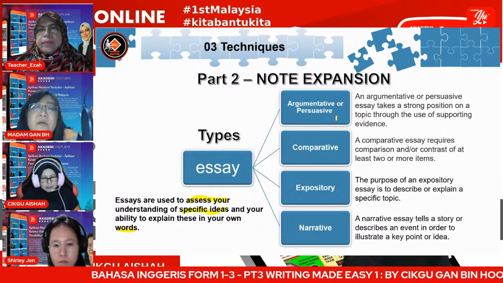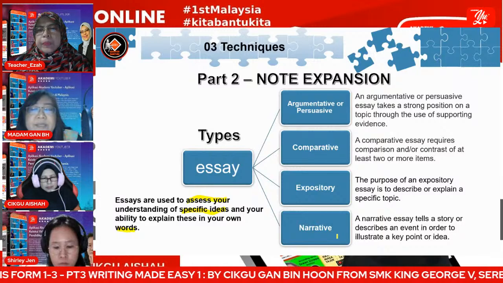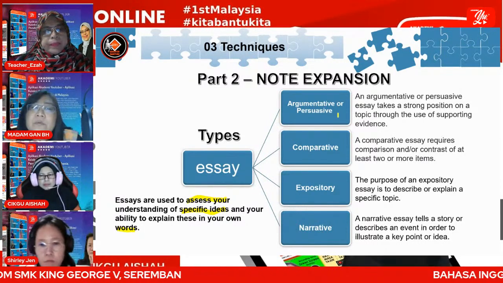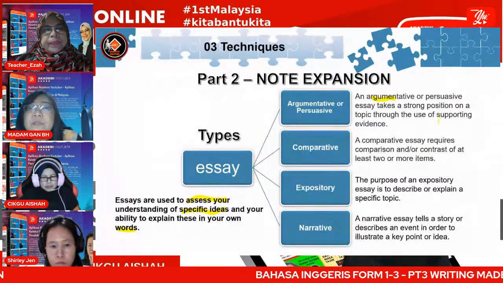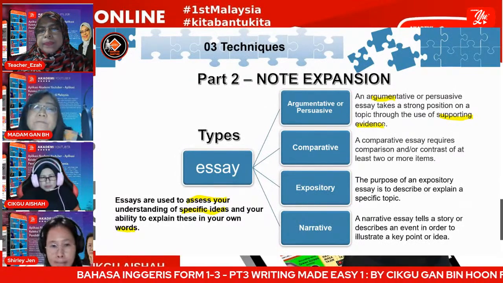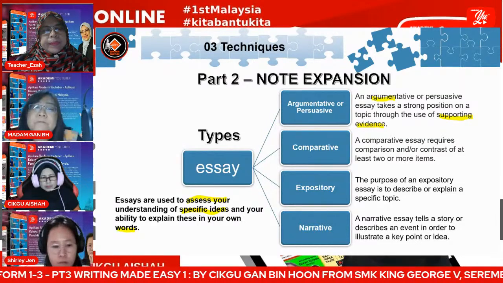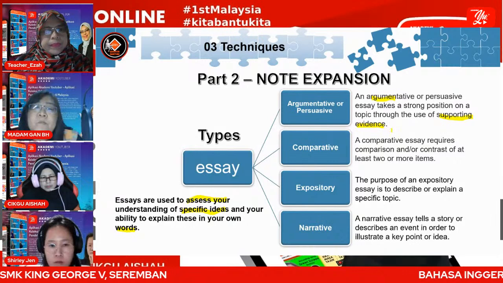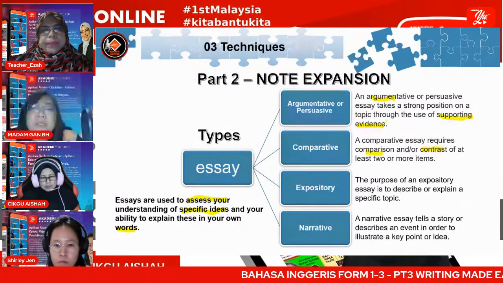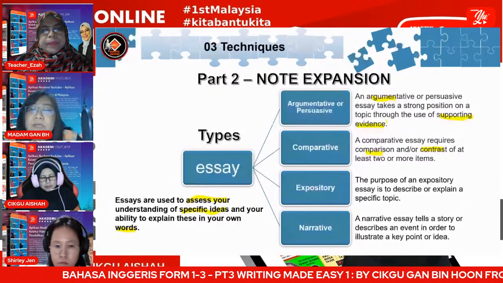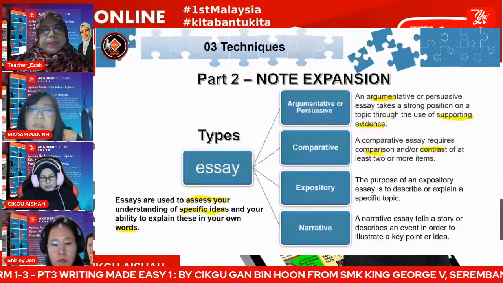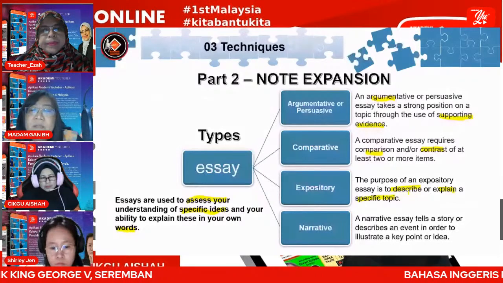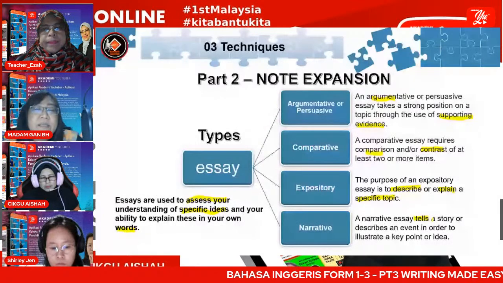So how many types of essay do you have? You have argumentative or persuasive, comparative, expository and narrative. What is argumentative or persuasive? It is to argue. When you argue, you have to choose, and then you have to give details or reasons for your choice. And then you explain. But argue means you choose one only. What is expository? Expository is to describe or explain a specific topic. You describe maybe a process, maybe it's related to recycling. What is narrative? Narrative is to tell a story or describe an event. That's why an essay can be a story.